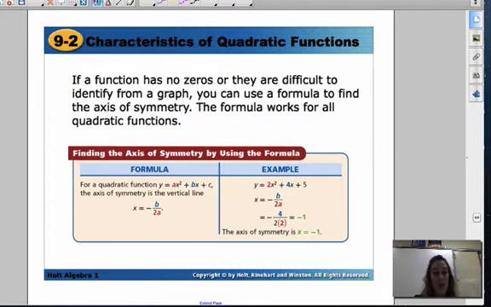Sometimes they don't give us a graph. So if they don't give us a graph, we need to use the axis of symmetry. Please make sure this is written somewhere in your notes. x equals negative b over 2a.